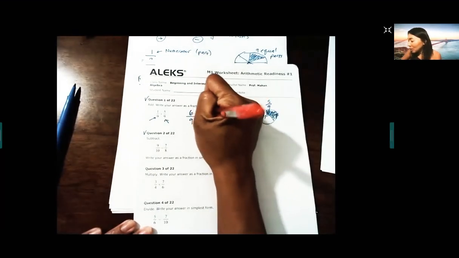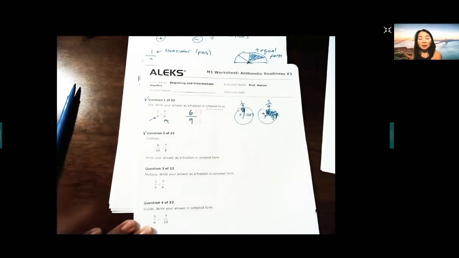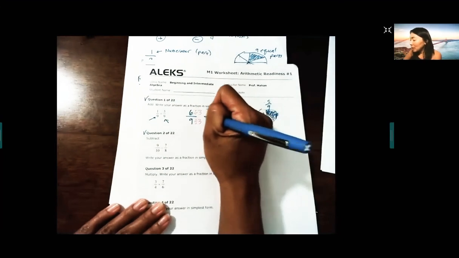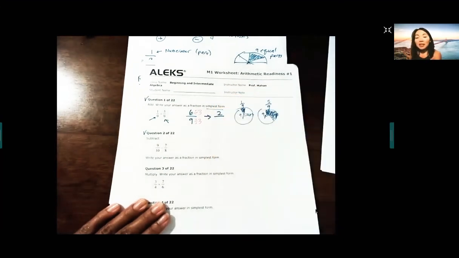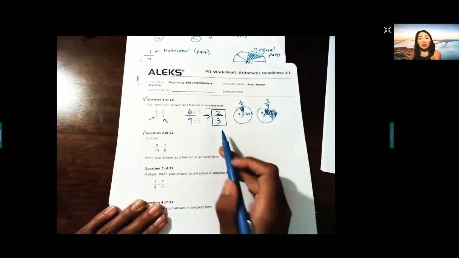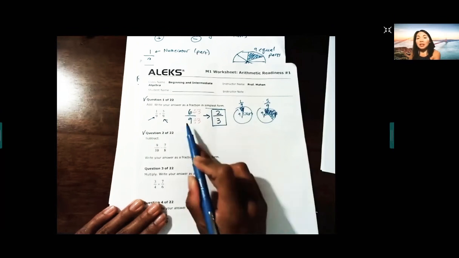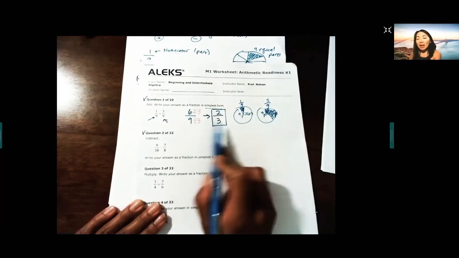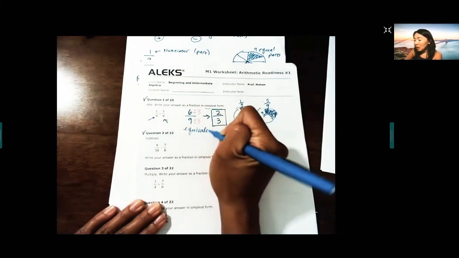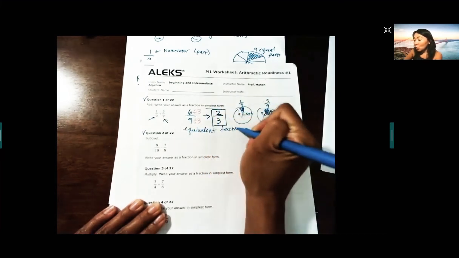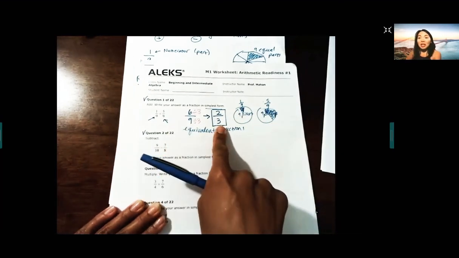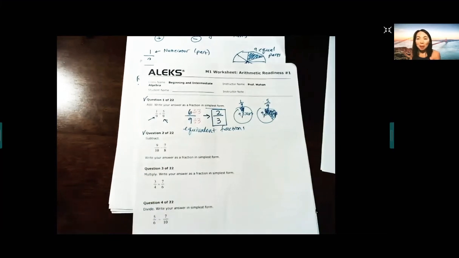So I divide by 3 on top, and I divide by 3 on bottom. 6 divided by 3 is going to give me 2. 9 divided by 3 will give me 3. And this will be your answer in the end. 6/9 and 2/3 are what we call equivalent fractions, meaning if I drew a picture of this pizza and a picture of this one, they would represent the same amount.